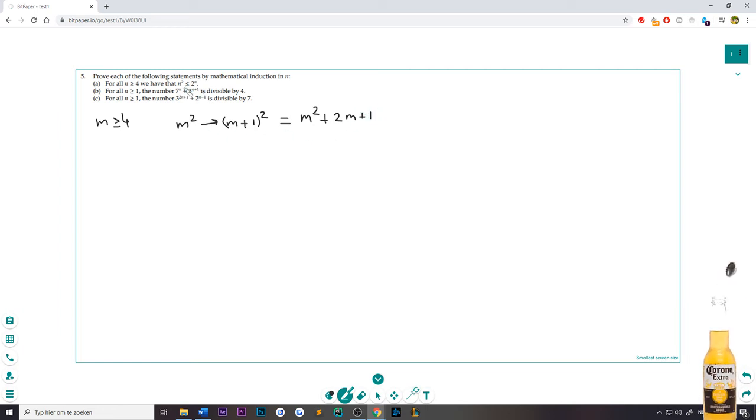And so because we have this statement here, because we know that n squared is smaller than or equal to 2 to the power n, that means that if we replace this m squared with 2 to the power m plus 2m plus 1, whatever's on this side is always going to be bigger or equal than whatever's on this side, right?